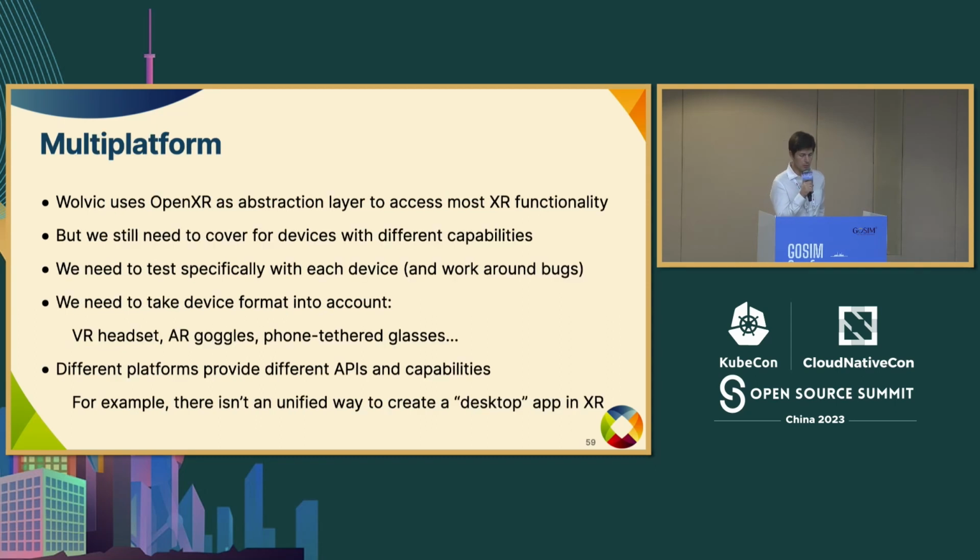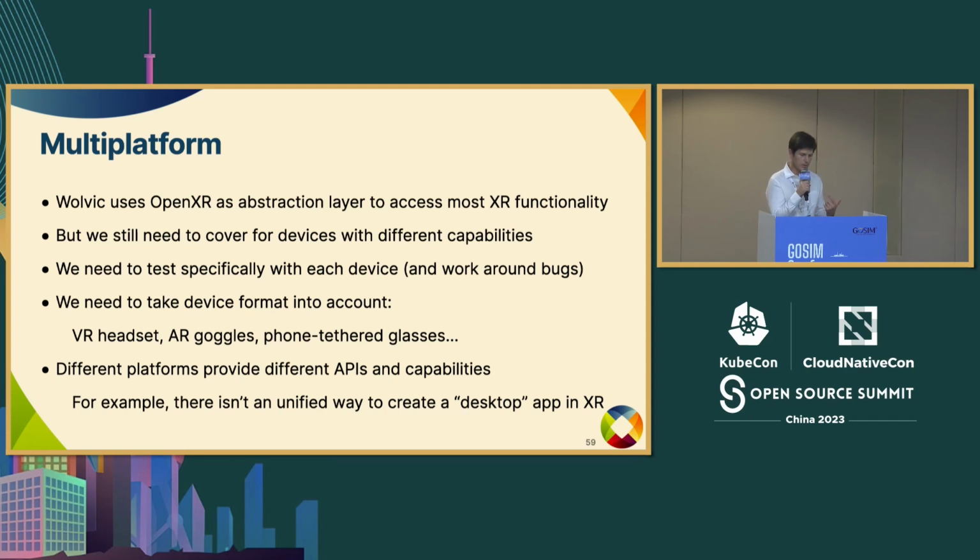As I mentioned before, Wolvic is a multi-platform application that is able to run on a wide variety of XR devices. And we're able to do this by relying on OpenXR, which is an abstraction layer that allows us to access XR functionality. We still do need to take into account each individual device. We need to take into account that the devices might have different capabilities, they might even have different bugs. So we need to test and adapt Wolvic for each specific device.